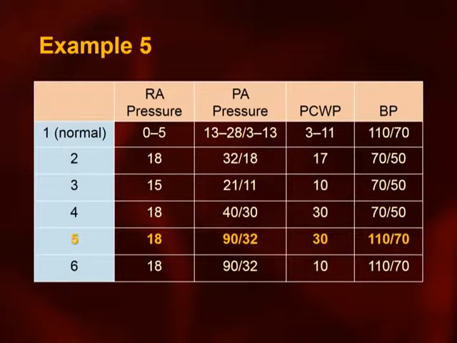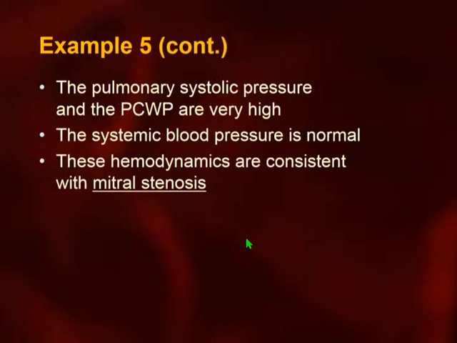Now, example 5 is a situation in which all of your pressures are also elevated, but there's a difference. For one thing, the patient's not hypotensive systemically. And for another thing, the PA pressure, the systolic pressure, is extremely elevated. So something's causing the PA pressure in particular to be very high. The pulmonary systolic pressure is 90 and the wedge is 30. So what can cause both a left-sided process and pulmonary hypertension, in particular?